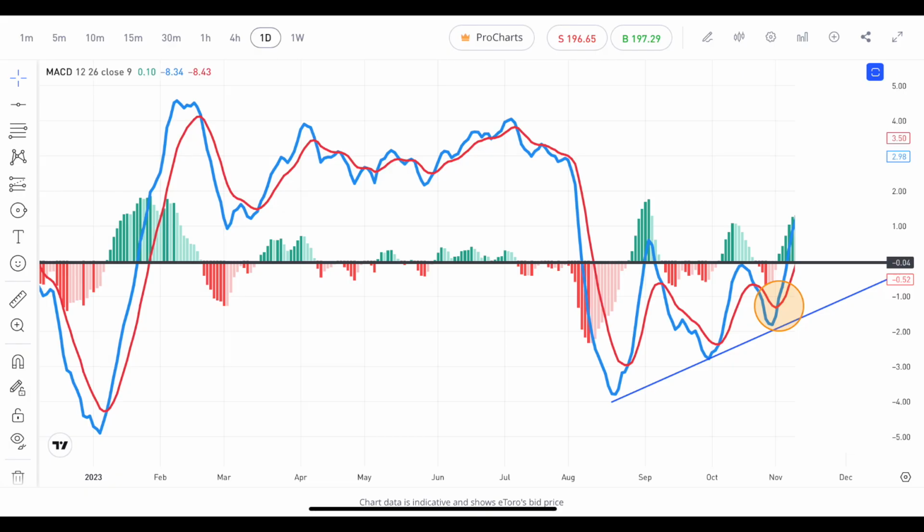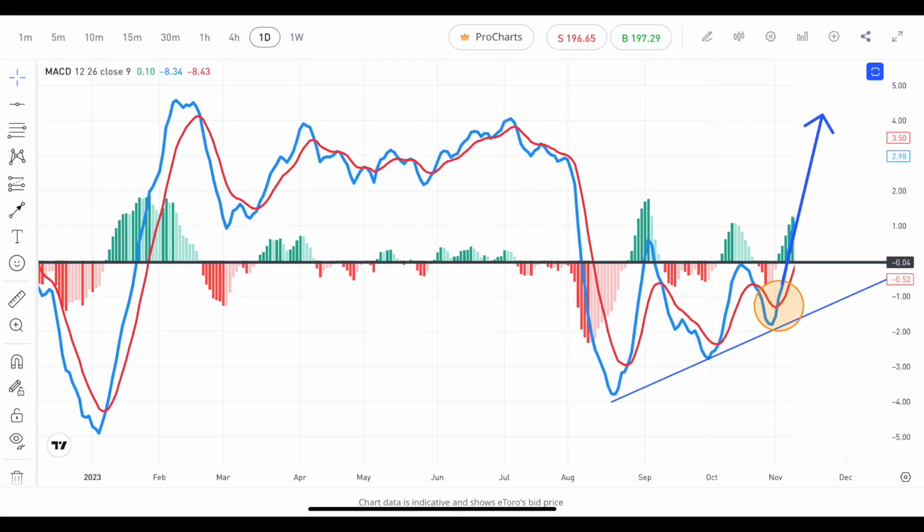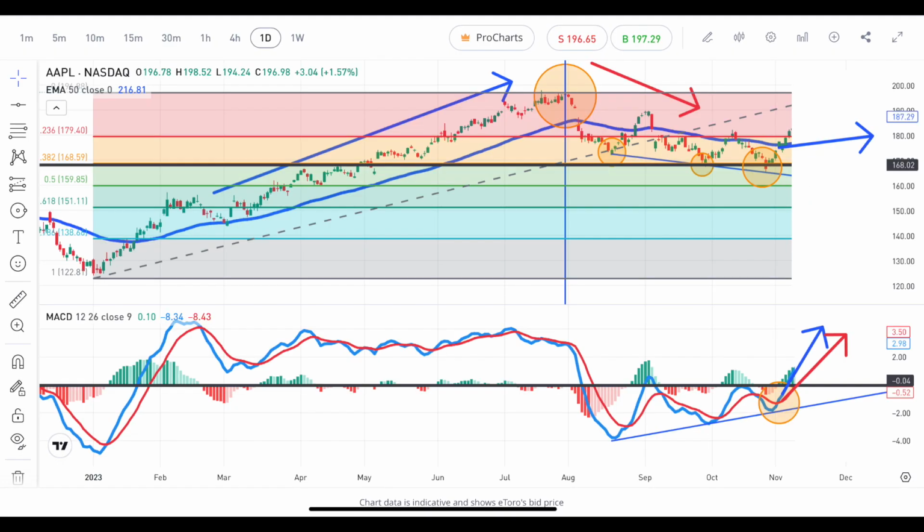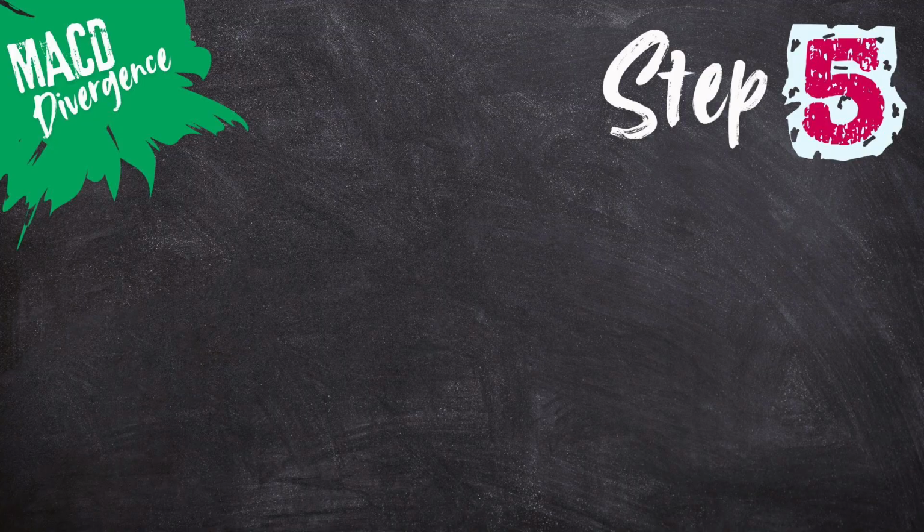Another thing I'm watching here is the angle of the crossover. A sharper slope suggests stronger momentum. In this case, both the MACD line and the signal line are curving upwards together. Especially the signal line following the MACD line upwards shows strong internal momentum. So finally, we are ready to open our trade.